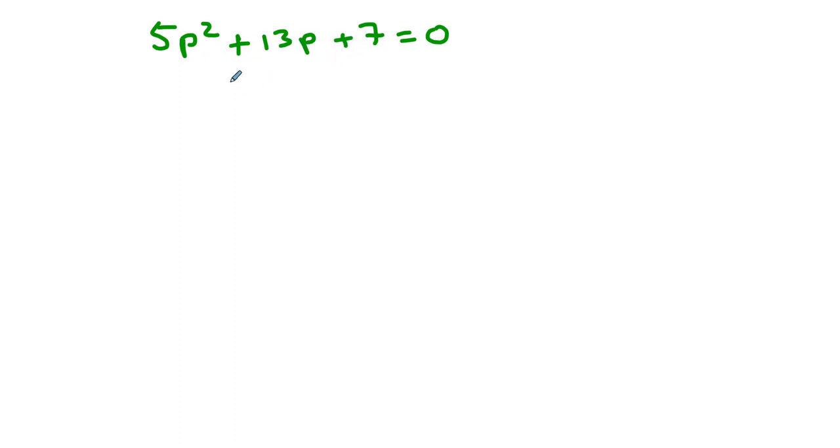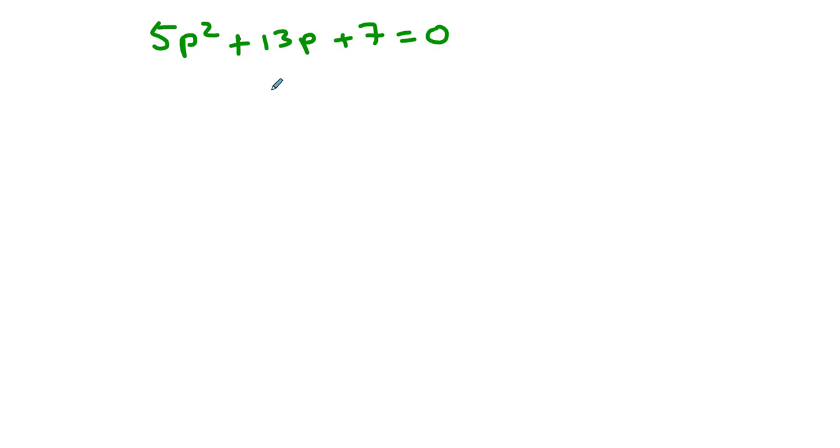Now, this is where we could either go on and do completing the square. With completing the square, we're going to be taking half of 13 and squaring it, which is going to be like 169 over 4. So that might be a mess with a bunch of fractions. It'll work, but it might not be the easiest way.